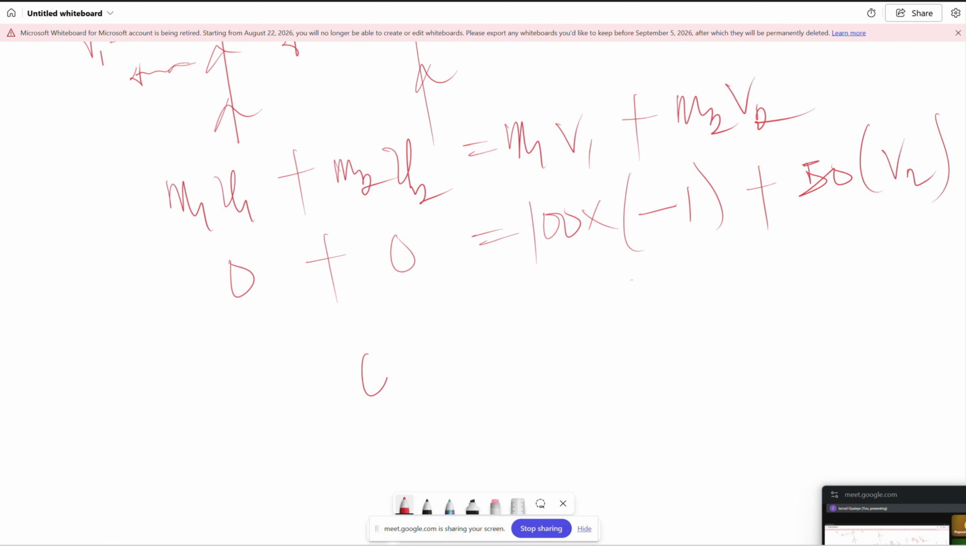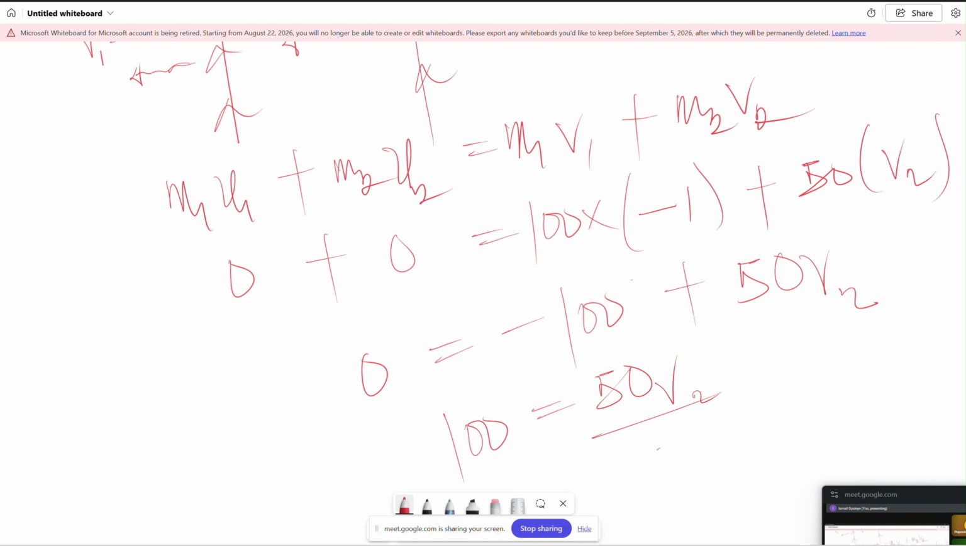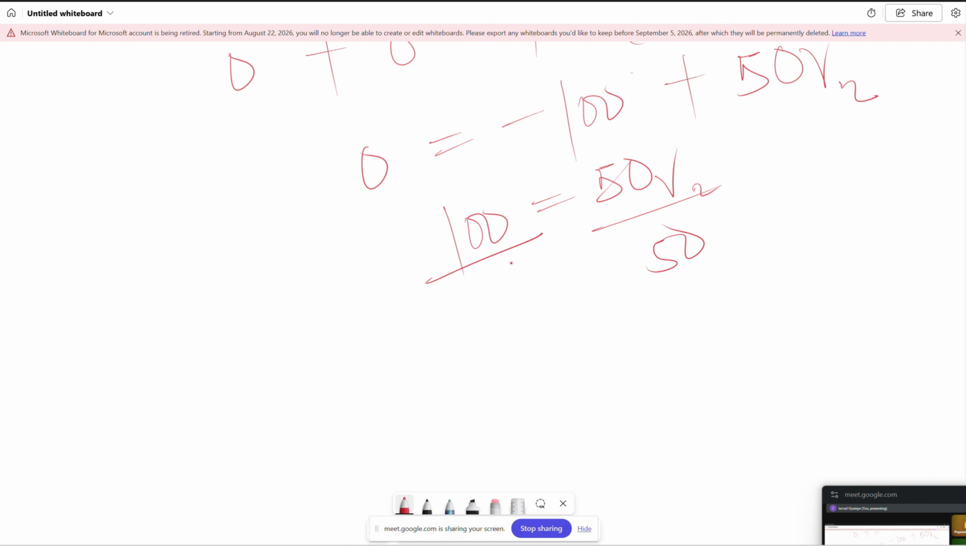So which implies you're going to have 0 is equals to negative 100 plus 50 V2. Take the negative 100 to that side. You're going to have 100 is equals to 50 V2. And then divide both sides by 50. You're going to have V2 is equals to 100 divided by 50, which is equals to 2 meters per second. Does it make sense?